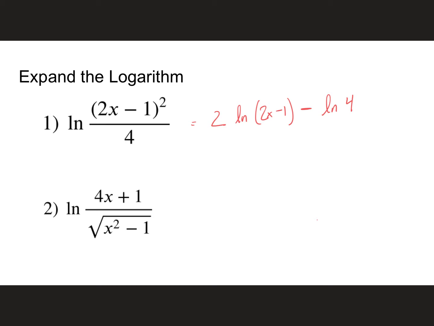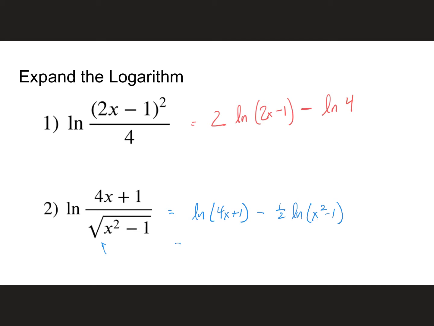Similar down here in number 2. I see the quotient, and I see this radical. Remember that in fact means it's raised to the 1/2 power. So when I expand it out, I get the natural log of (4x plus 1) minus 1/2 the natural log of (x squared minus 1). I'm really hoping you guys remember this stuff from pre-calc.